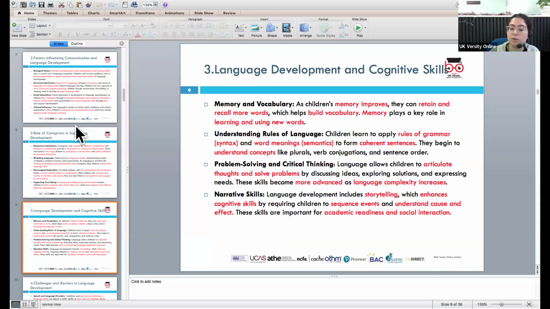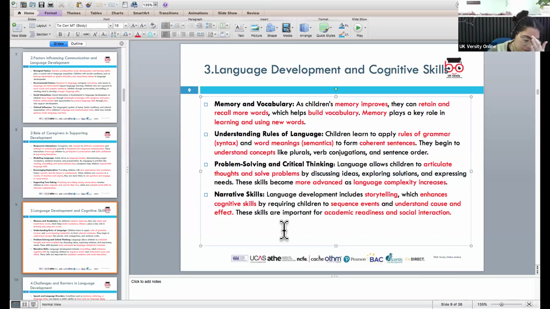Now they begin to understand concepts like plurals, verb conjugation, and sentence order. So basically, grammar concepts. And then problem solving and critical thinking. Language allows children to articulate their thoughts and solve their problems by discussing ideas, exploring solutions, and expressing needs. These skills become more advanced as language complexity increases. So as you can see, if they are discussing their ideas, exploring solutions, and expressing needs, this helps them articulate their thoughts and solve problems. So indirectly, it leads to problem solving in children as well.